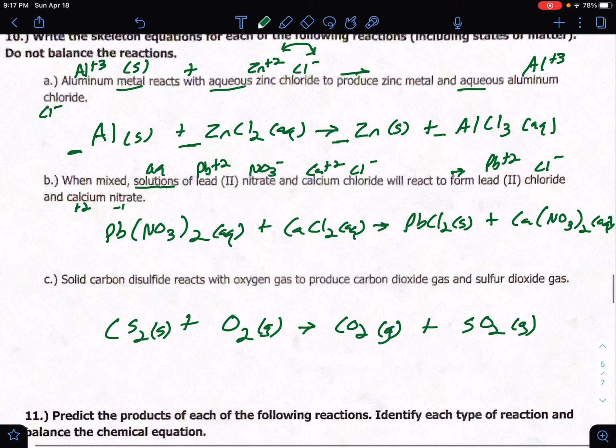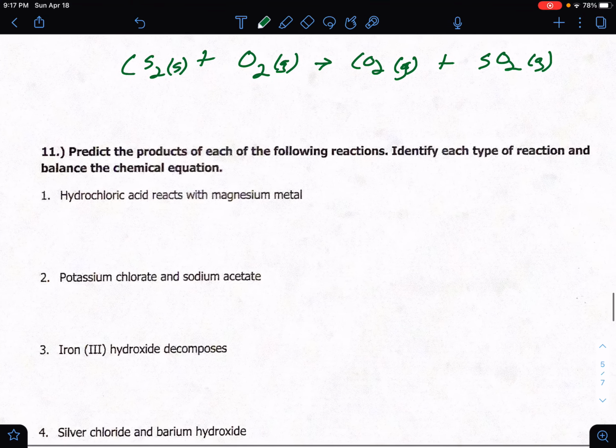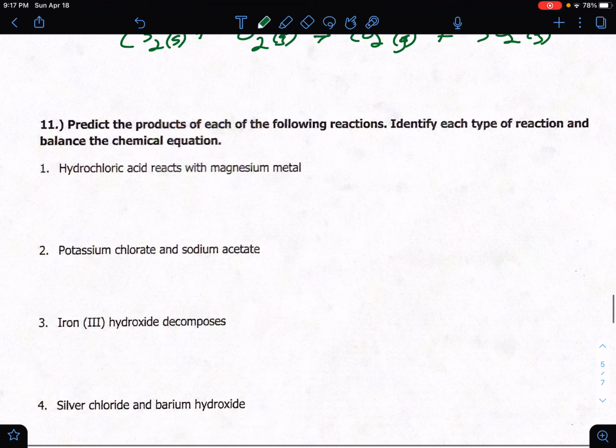Okay. So now we're kind of getting into the meat of this. So I'm going to take a little time on this, but I'm trying to go through this as quick as I can. Okay, but this is now kind of the meat and potatoes. What we're getting to is it kind of adds it all up. So we're going to predict the products now, identify the type of reaction, and then we also balance it. So this is kind of everything.